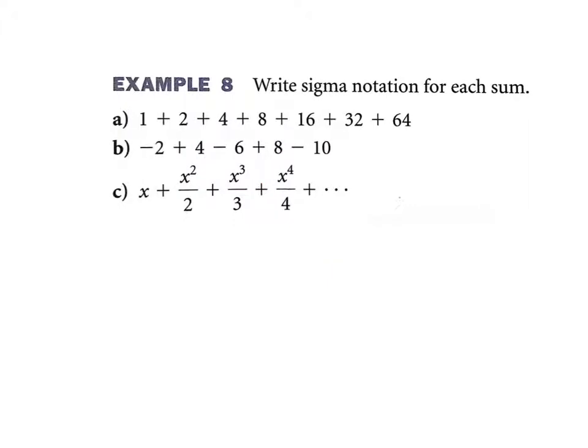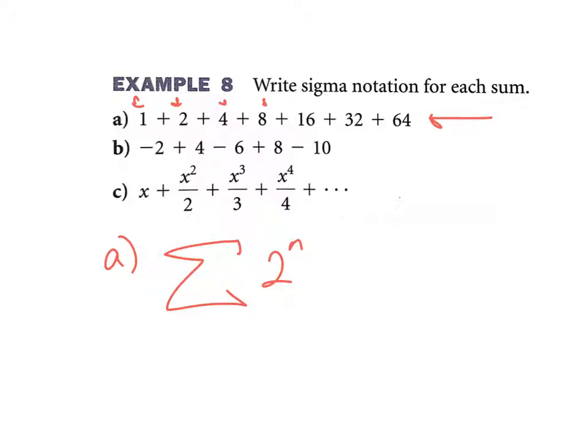All right, now they're going to make you go backwards. They're going to give you a sum and make you write the sigma. So I'm going to go like this. It's kind of like the general rule again. This is going 1, 2, 4, 8, 16. So those are powers of 2 again. 2 to the 0 power, 2 to the first power, 2 squared, 2 cubed. So I'm going to go 2 to the n power.